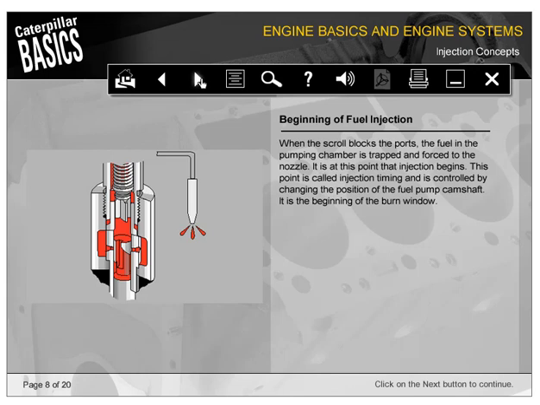When the scroll blocks the ports, the fuel in the pumping chamber is trapped and forced to the nozzle. It is at this point that injection begins. This point is called injection timing and is controlled by changing the position of the fuel pump camshaft. It is the beginning of the burn window.